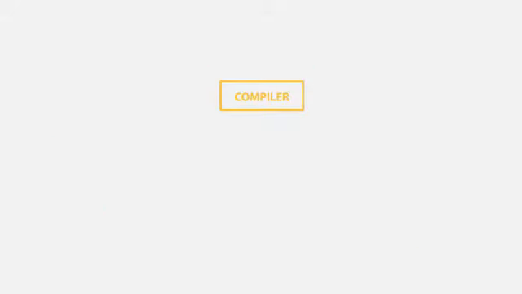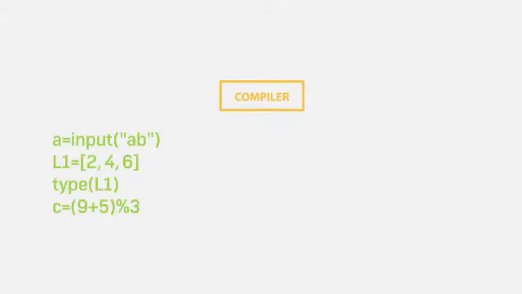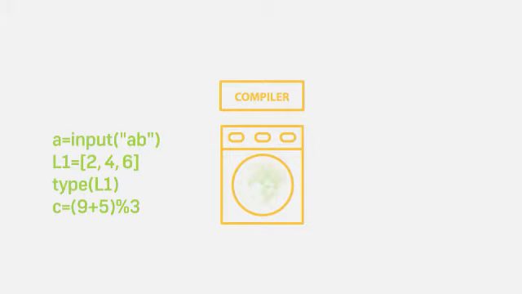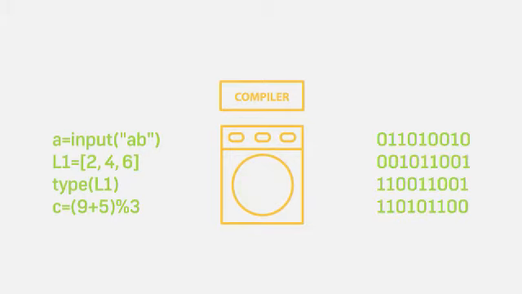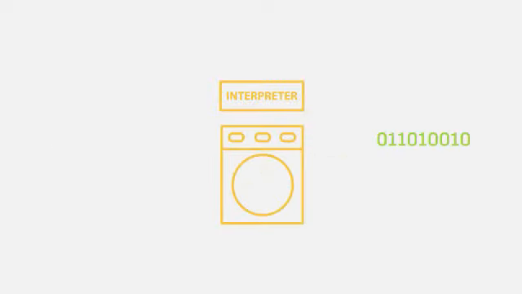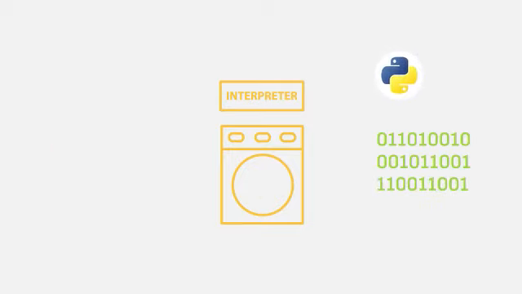First, as a compiler, it considers all the instructions in a program and converts the source code into its equivalent machine code. For example, languages such as C and C++ use compilers. Second, as an interpreter, it takes one instruction at a time and executes it in real time. This is an interactive way of executing a program. Python uses an interpreter.